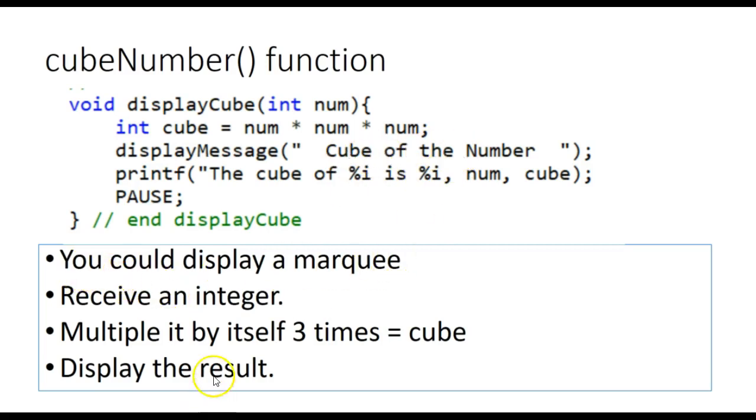I'm going to use this marquee. I'm going to retrieve an integer. I'm going to multiply it by itself 3 times, display the result. End of statement.